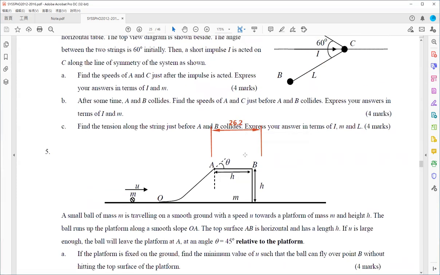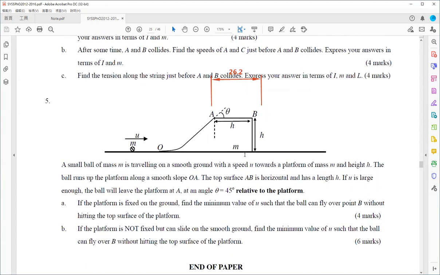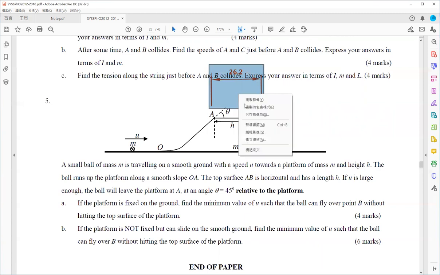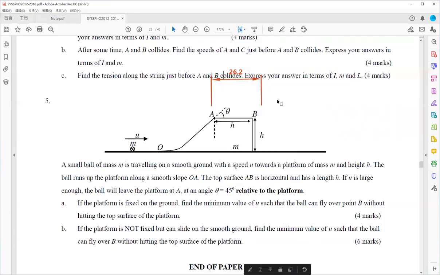Why is 26.2 here? Who wrote this one? I don't know. I'll just leave it. Okay. I can't delete it.